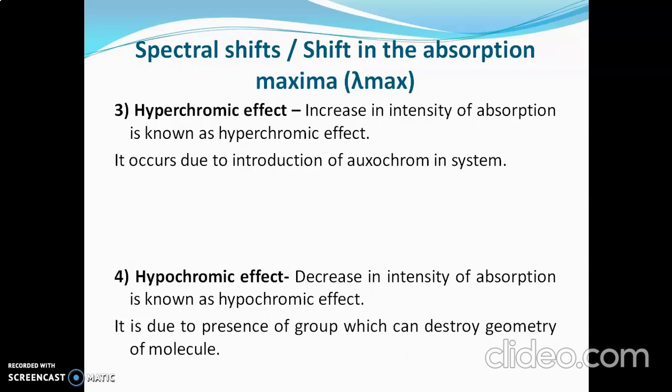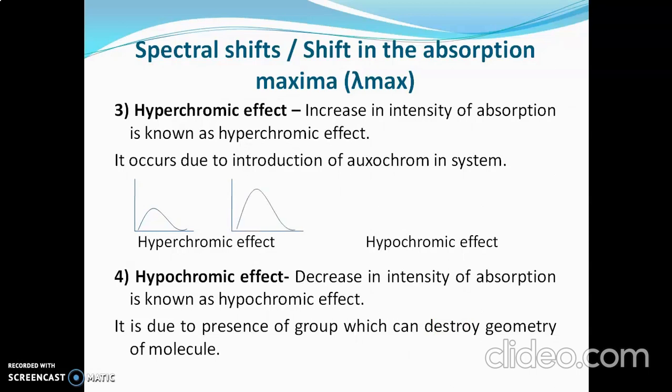Now both these effects can be explained diagrammatically. First we'll see hyperchromic effect. Here in this first diagram, the amount of UV visible light absorption is small, but when some auxochrome is attached, the amount of UV visible light absorption is increased. This is hyperchromic effect. Hypochromic effect is exactly opposite. The amount of UV visible light absorbed is more, but when some functional group is there which destroys the geometry of the molecule, or if we remove the auxochrome, the amount of light absorbed will be less. This is hypochromic effect.